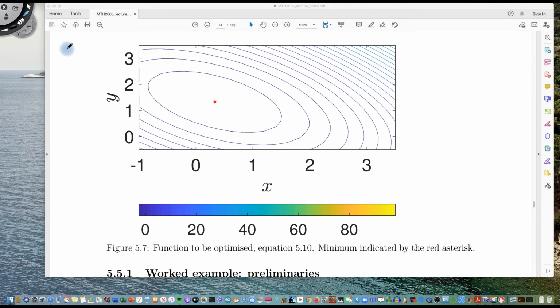Okay, so I just want to draw your attention to the lecture notes for this function that we're trying to minimize. This is a contour plot of the function that we looked at last time, and we established last time that the minimum was at the point 1/3, 4/3.